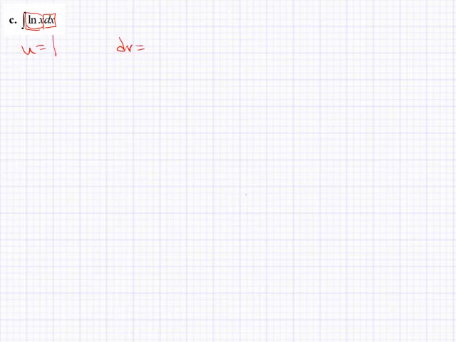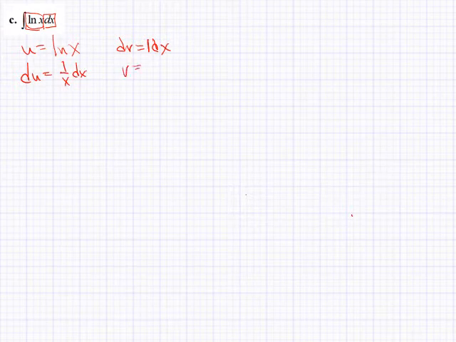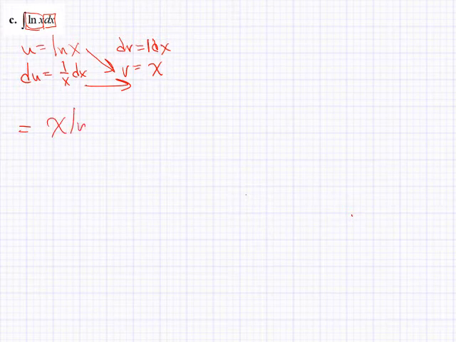For the same reason as the last example, u has to be log x, because we don't know what the integral is. That's the whole point of this question. dv, the only other option for dv is the dx, the only thing that's there. Think about it as like 1 dx. So then du would be 1 over x dx. v would be x, it's the integral of 1. And then your u times v minus the integral of v du would simply be x ln of x minus the integral of x times 1 over x dx.